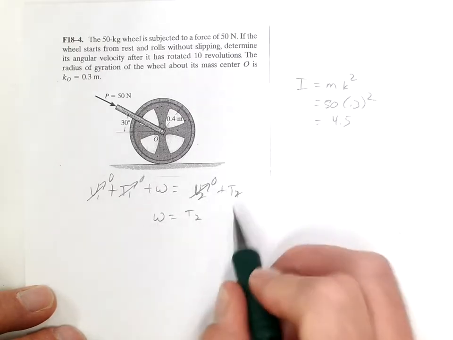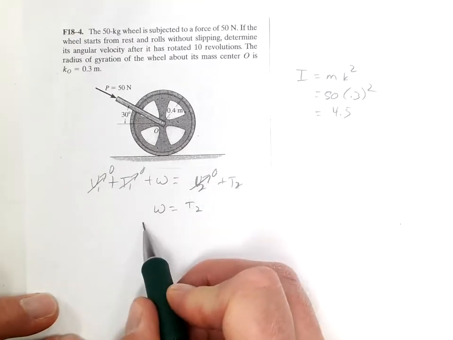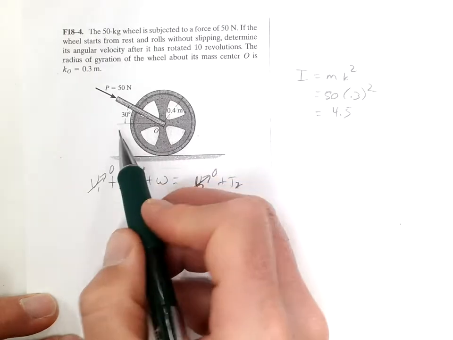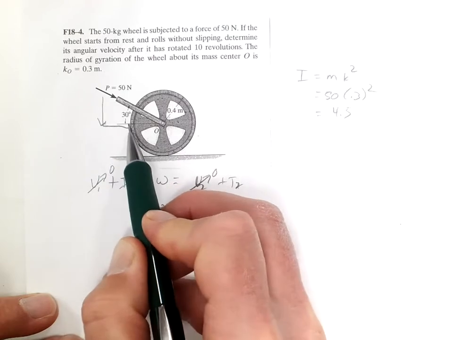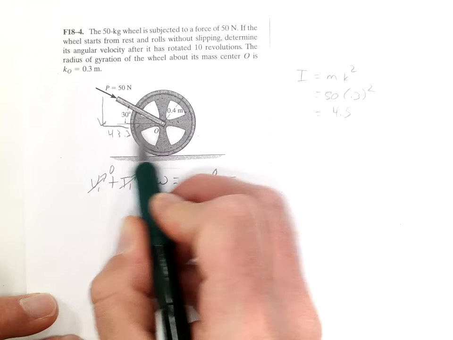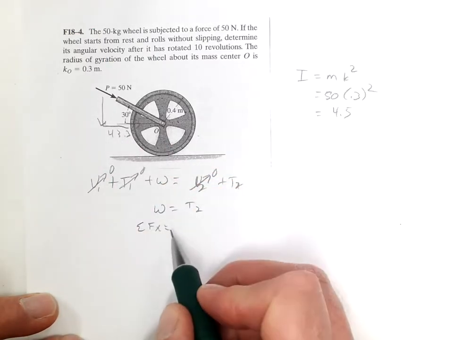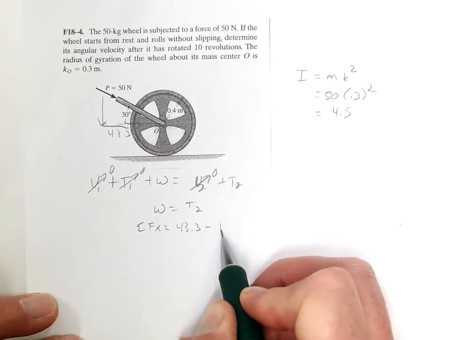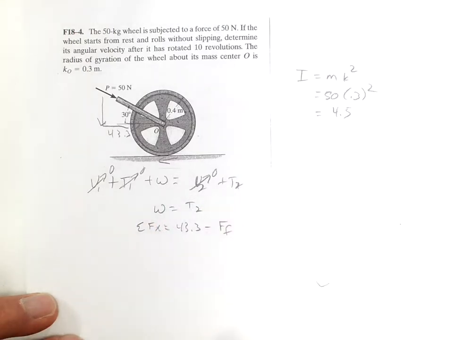Now if we do this in a linear way, we need the sum of the forces in the x direction, which would be, breaking down P, it would be 43.3 in the x direction. The y direction, not important. So the sum of the force in the x direction would be 43.3 minus the force of friction. Force of friction going back that way.